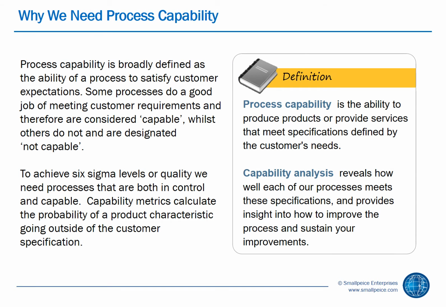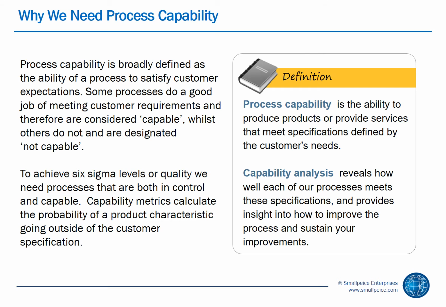So what is process capability? Process capability is broadly defined as the ability of a process to satisfy customer expectations. Some processes do a good job of meeting customer requirements and therefore are considered capable, whilst others do not and are designated not capable. To achieve a Six Sigma level of quality, as we've said, we need processes that are both in control and capable.